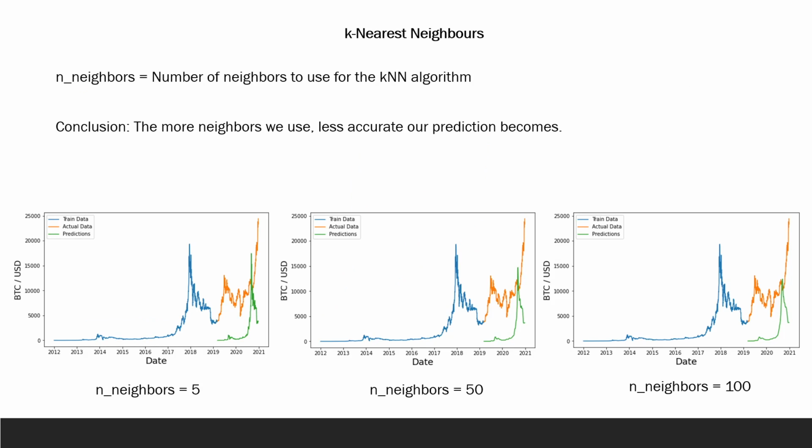In k-nearest neighbors, we have tried different parameters to see how they affected the outcome. From this, we can maybe say that lower values of n neighbors are more accurate at predicting.